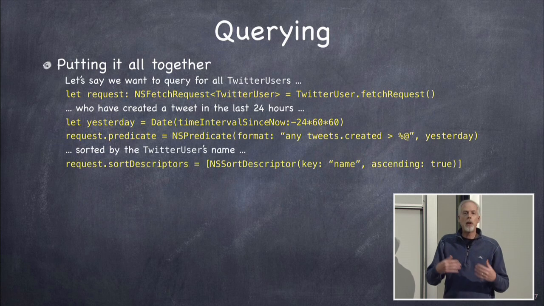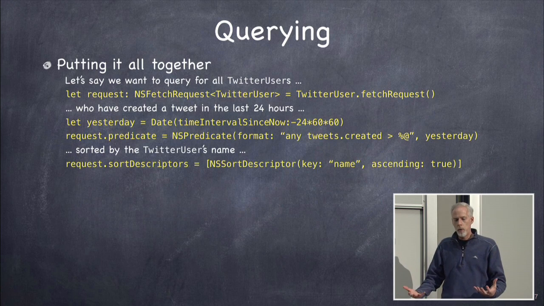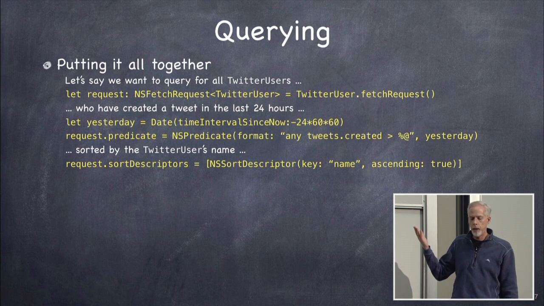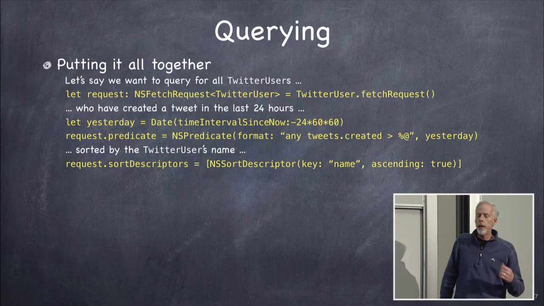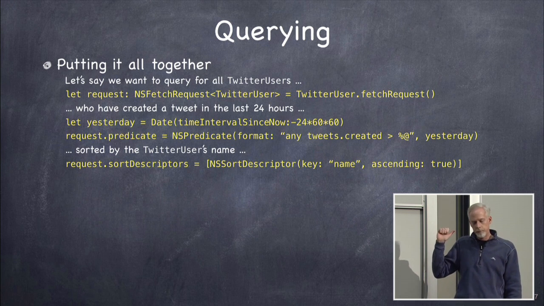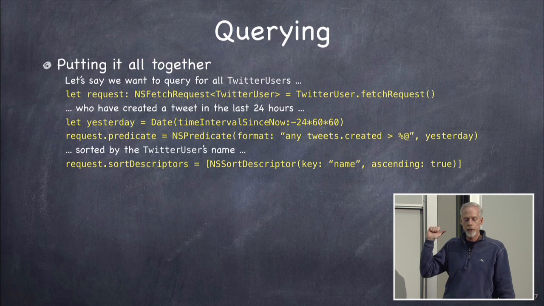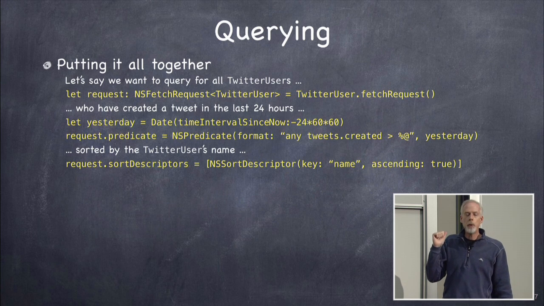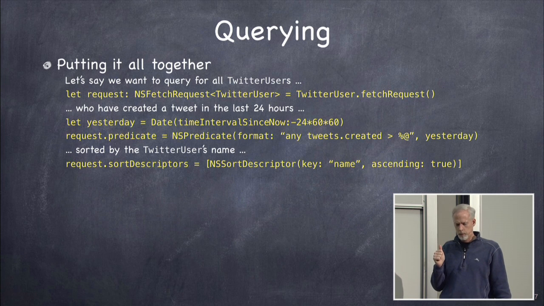All right, so let's put it all together now to create our fetch request. In this case, I'm going to create a Twitter user fetch request. So I'm saying fetch request, angle bracket Twitter user, equals Twitter user.fetchRequest. Then I'm going to create a time, which is yesterday. It's actually 24 hours ago. Time interval since now, minus 24 times 60 times 60, that's 24 hours ago. And I'm creating a predicate that says, find me any Twitter users that have a tweet that's created before yesterday. Or since yesterday, I guess.